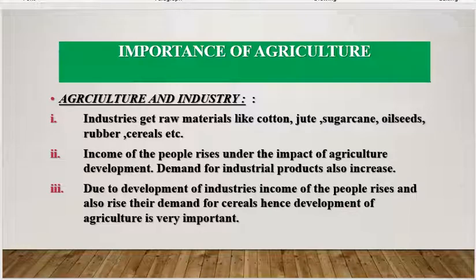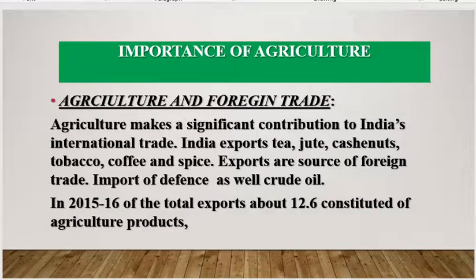Income of the people rises under the impact of agricultural development. So when they have more income, they will demand more industrial products. Due to the development of industry, income of the people rises, so their demand for food grain also increases. So the development of agriculture is also linked to the development of industry.